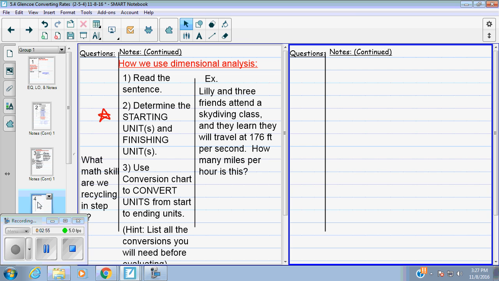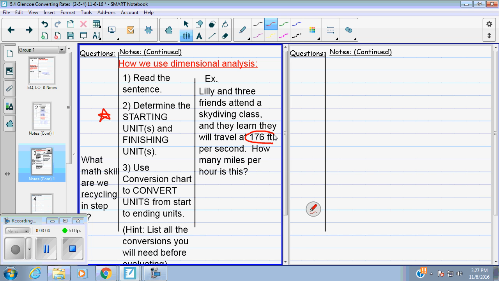Okay, so read the sentence. Again, who would have thought that had to be written down? So we're in a skydiving class. Lily is flying through the air at 176 feet per second. Okay, and then the question we're looking at here, we're going to box our question, is how many miles per hour we need. And I'm going to kind of stress where our ending units are going to go and where our beginning units are. So the hardest part of dimensional analysis is recognizing the starting units and the finishing units.